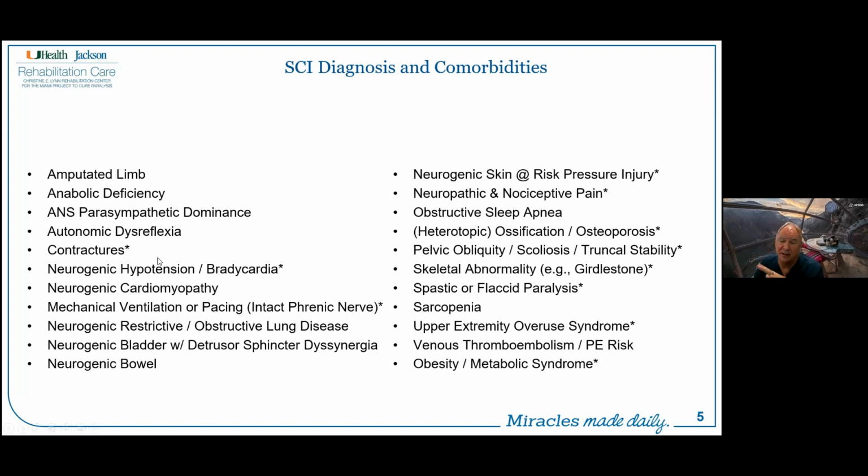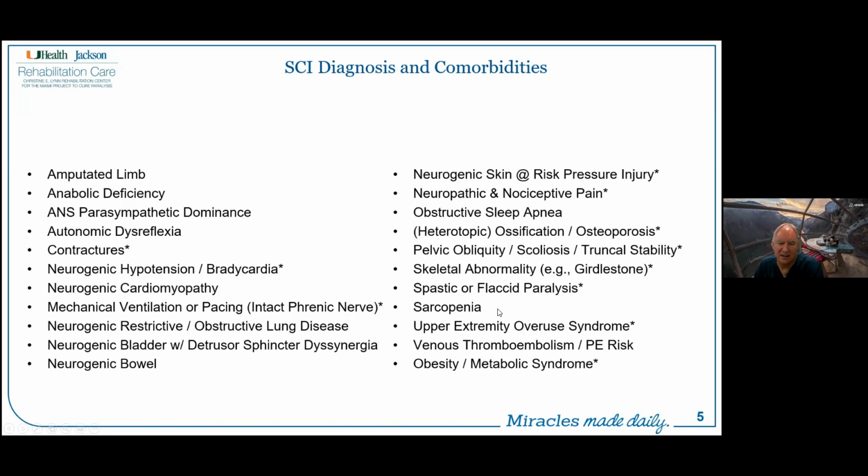Because of, again, the neurogenic dysfunction, they are at risk for pelvic obliquity, scoliosis, and truncal instability, with skeletal abnormalities, including requirements for Girdlestone procedures, for example, at the hips. We mentioned briefly that spasticity or a flaccid paralysis may be present. That's going to be at lower levels of spinal cord injury.